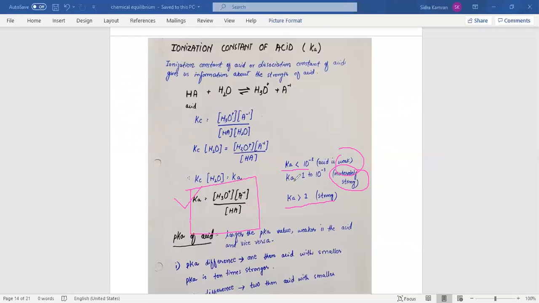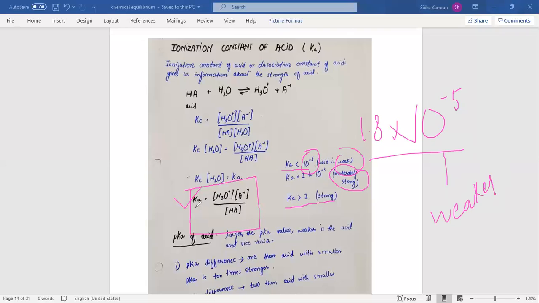So if in a question the value of Ka is equal to 1 to 10 raised to the power minus 3, then you can get the idea that the acid is moderately strong. If the Ka value is less than 10 raised to the power minus 3, for example 1.8 times 10 raised to the power minus 5, this is smaller than 10 raised to the power minus 3, so it shows that the acid is weaker. In this way you can get the idea whether the acid is stronger or weaker.